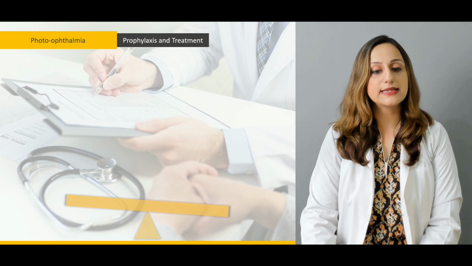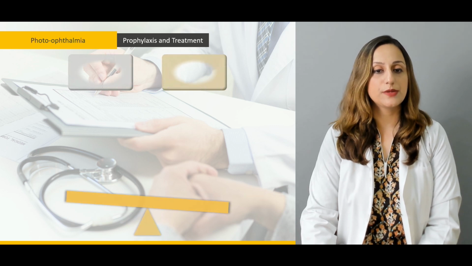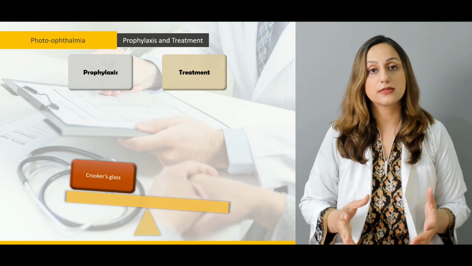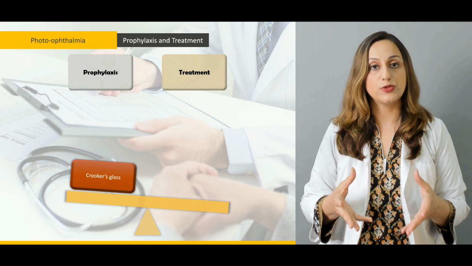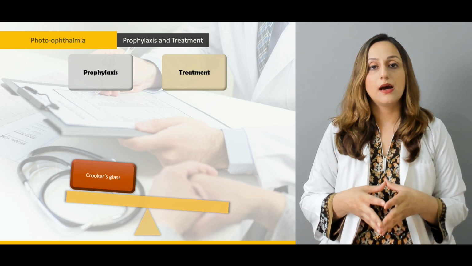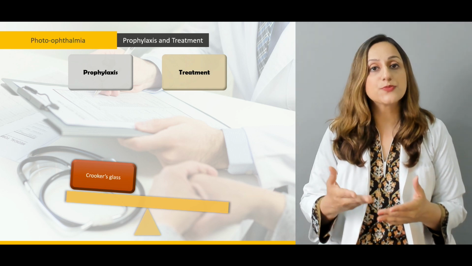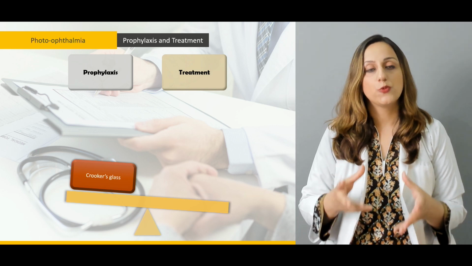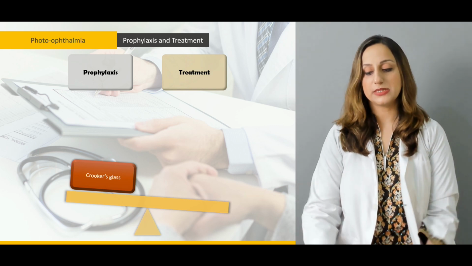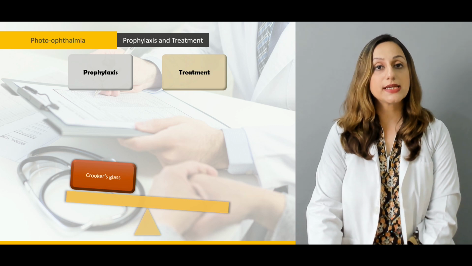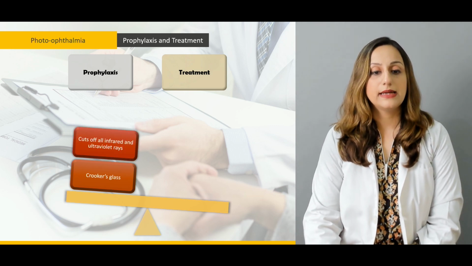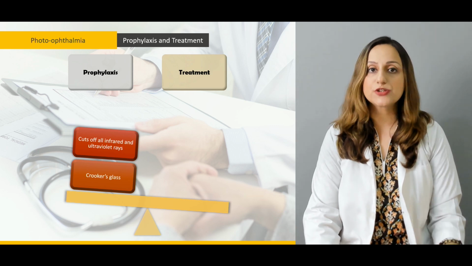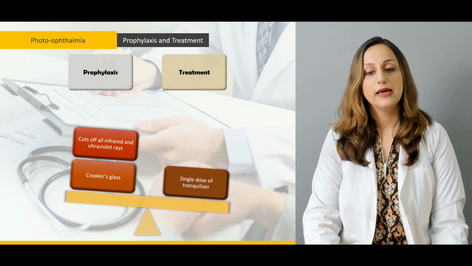The prophylaxis and treatment that you would give to such patients would be the use of Crookes glass. So if there is a patient who is suffering from this condition or who is basically predisposed to this condition, you would ask the patient to use these kind of glasses, which are made of a special material which is used to protect the cornea. And that basically cuts off all the infrared and the ultraviolet rays. So this is the function of Crookes glass.